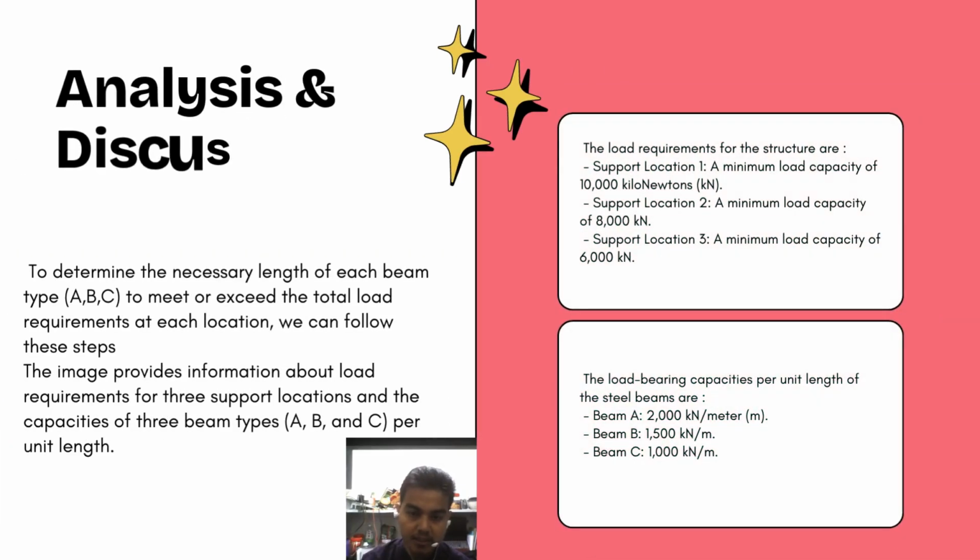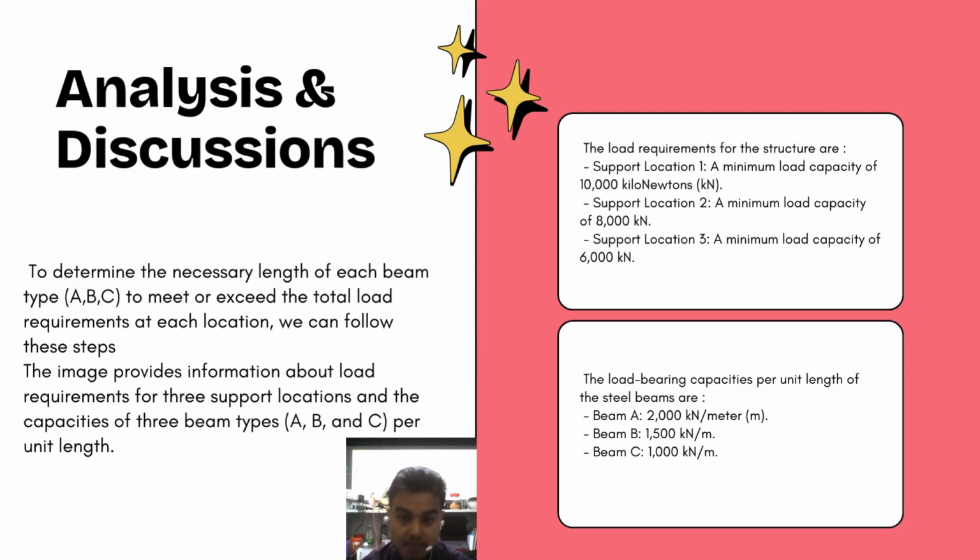For the next slide is analysis and discussion. To determine the necessary length of each beam type A, B, C to meet or exceed the total load requirements at each location, we can follow these steps. The image provides information about load requirements for three support locations and the capacities of three beam types A, B, and C per unit length.